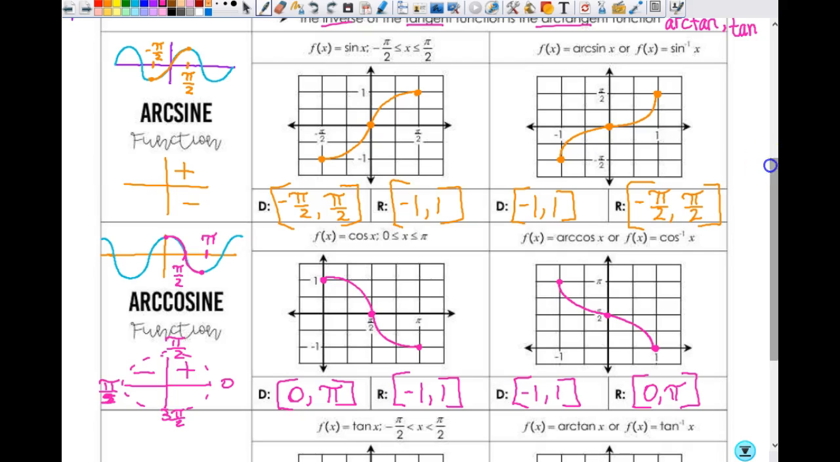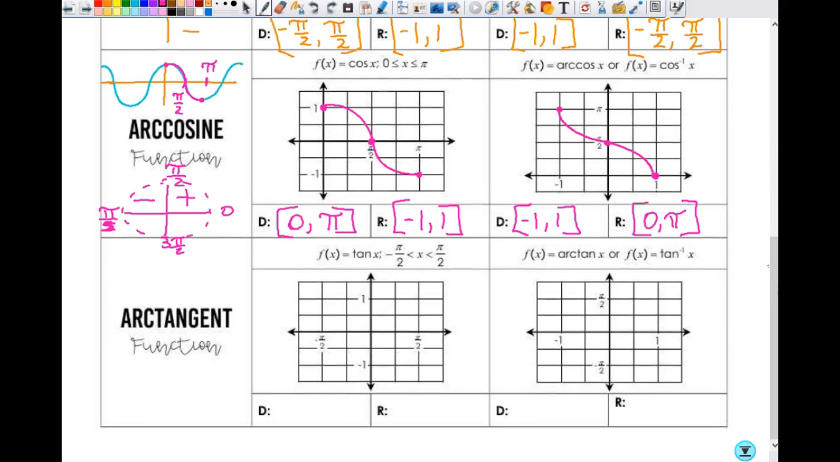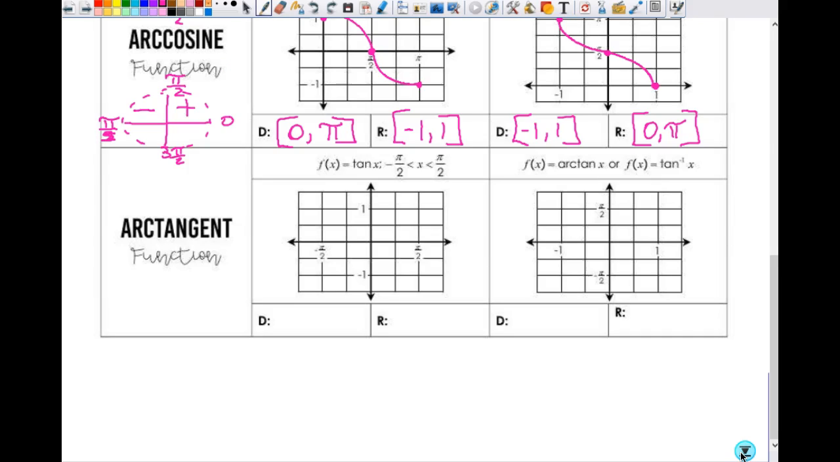Ask me a question if you got one, but I know it takes a little while for it to click. All right, so let's look at tangent real quick. The tangent that I had you draw for the parent function looked like this, right? So we're just going to finish this part off and add that. At least that much, and then it would repeat and repeat, but we're not going to do all that.